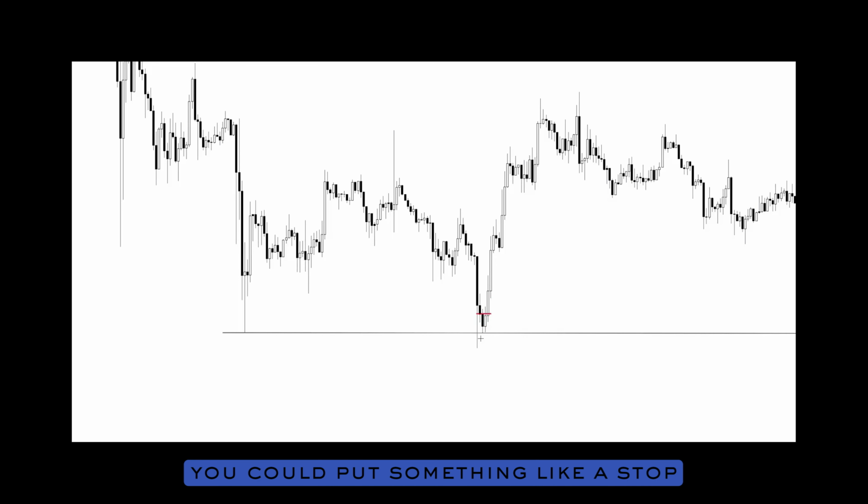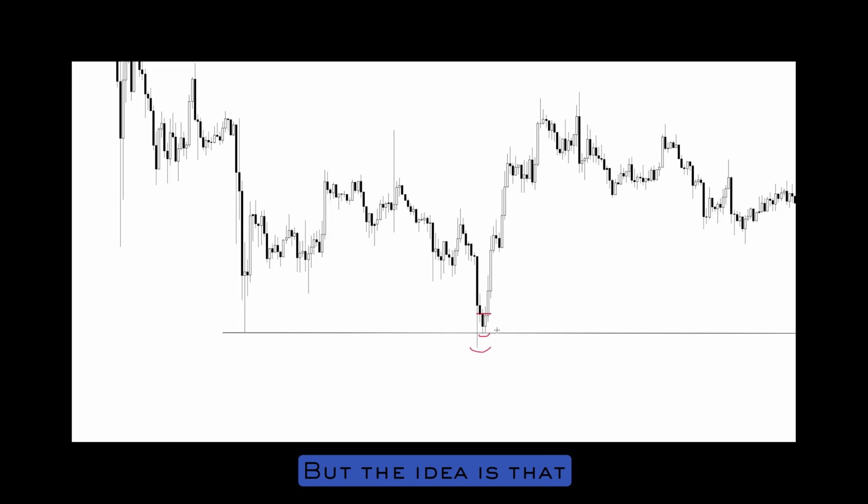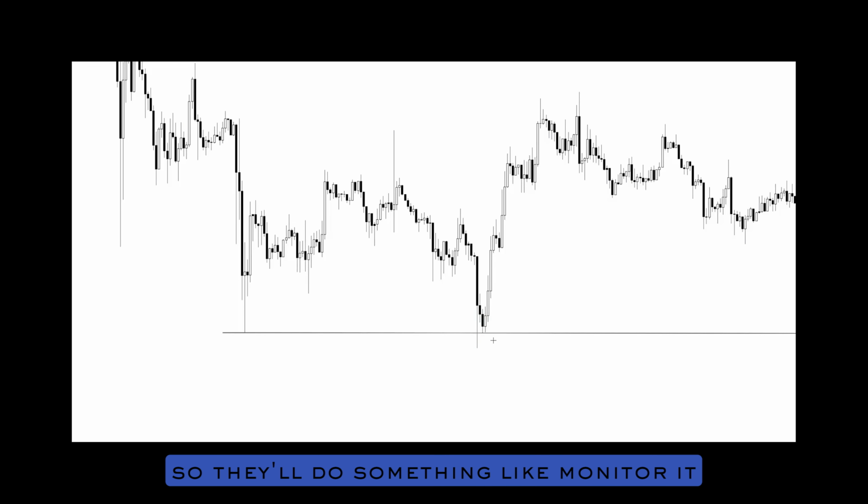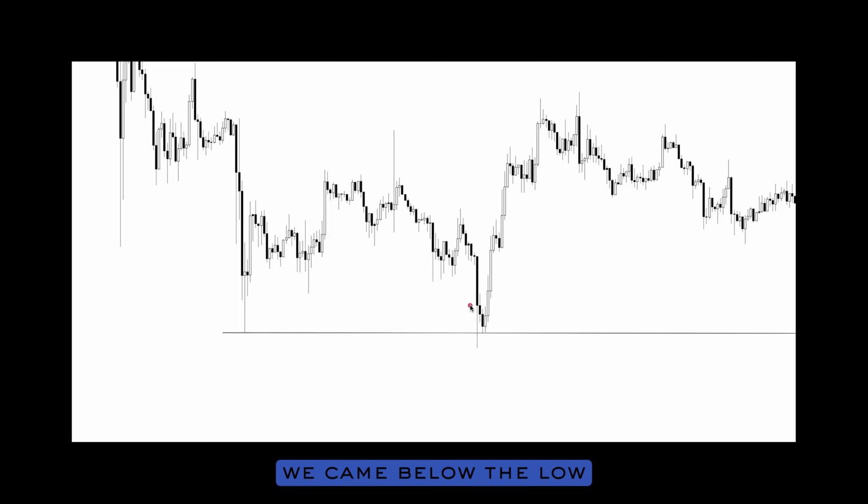At that point, you could put something like a stop below this wick or this wick. But the idea is that now some traders will manually stop out of these positions, so they'll monitor it. But the idea is that we came below the low, aggressively closed back above it, and now these positions down here that are trapped are going to be squeezed as price presses upward.